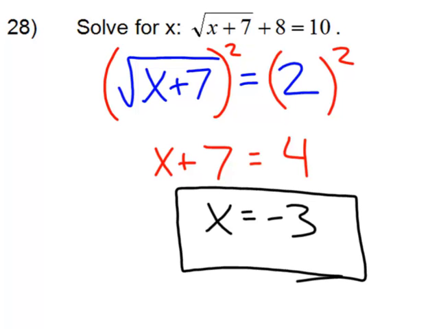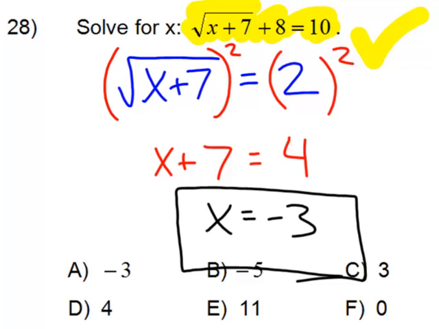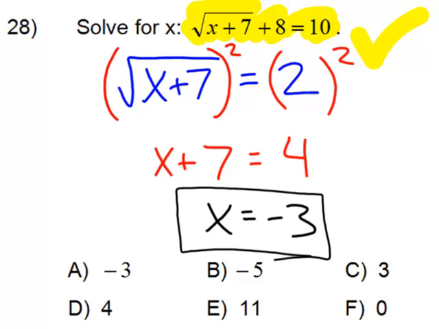Let's just do a real quick mental check. Let's look up top. -3, we're plugging in our solution. -3 plus 7 gives us 4. Square root of 4 is 2. 2 plus 8 equals 10. Check, we're good. So let's look at our answer choices, and we see that A is our correct answer.